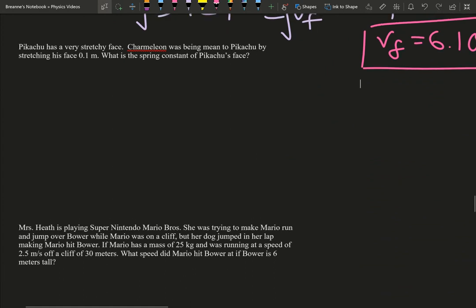So next one. Pikachu has a very stretchy face. Charmeleon is being mean to Pikachu by stretching his face 0.1 meters. What is the spring constant of Pikachu's face? So let's do our givens. It says that he stretches his face 0.1 meters, and we're looking for our spring constant. So our givens, we have stretches meters, so that's our x, 0.1 meters.